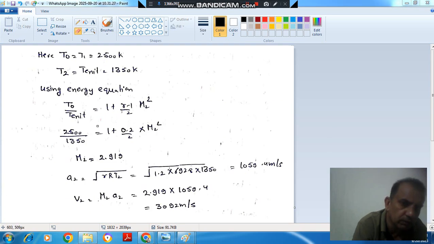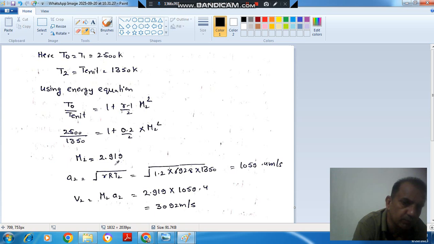Now to find out the Mach number at exit and velocity at exit, here we have T1, the combustion chamber temperature, and in the combustion chamber there is zero velocity, so this is the stagnation temperature, 2500 Kelvin, and T2 is the exit temperature, so this is 1350 Kelvin. So using the energy equation that we have derived in alternate form of energy, T naught by T exit will be equal to 1 plus gamma minus 1 by 2 M2 square.